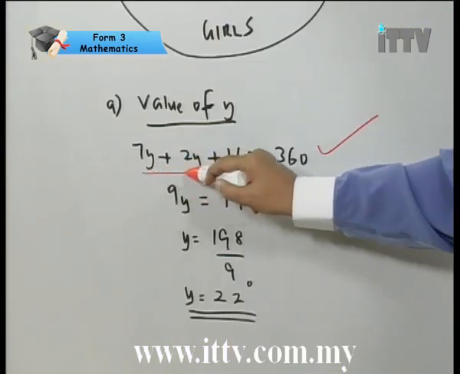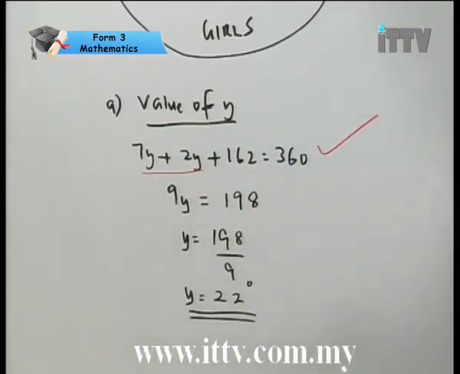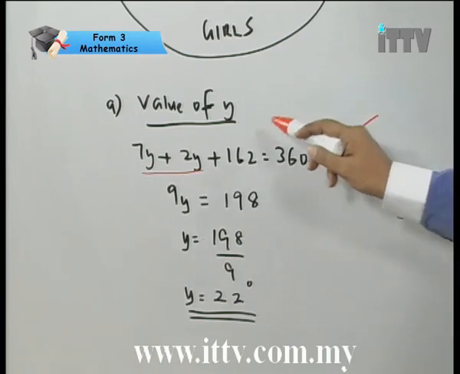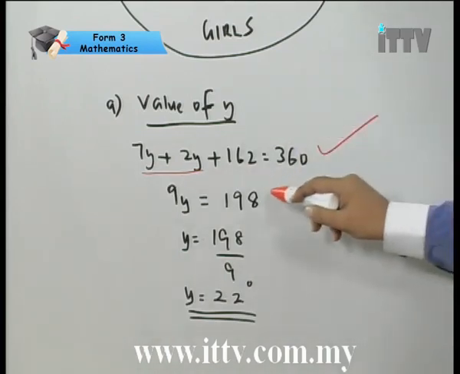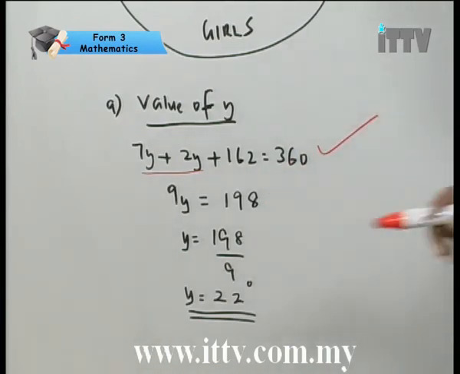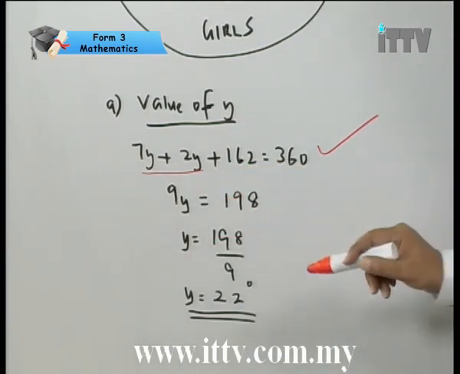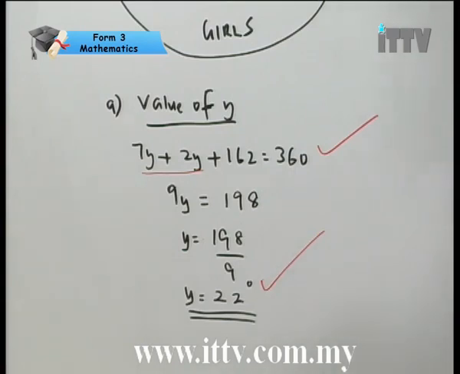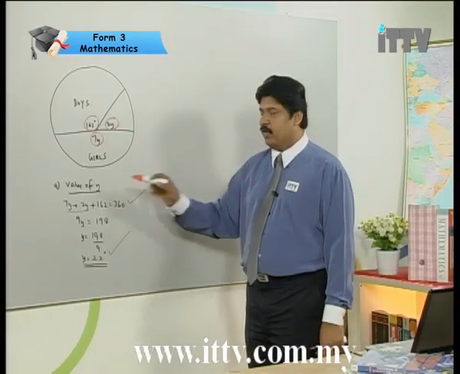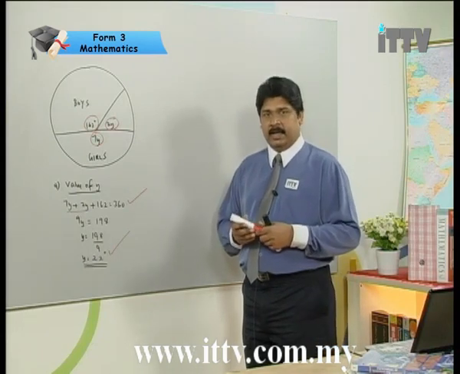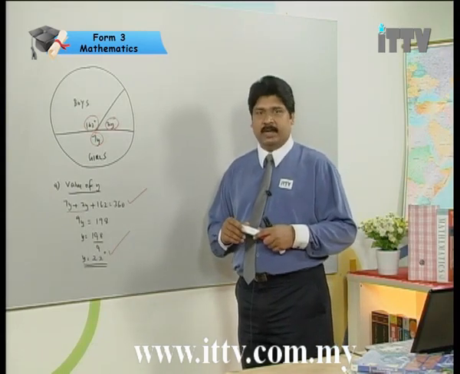7y plus 2y, I get 9y equals 360 minus 162, I get 198. So therefore, y equals 198 divided by 9, I should get y to be 22 degrees. This is how we attempt part A. Let us move on to part B then.